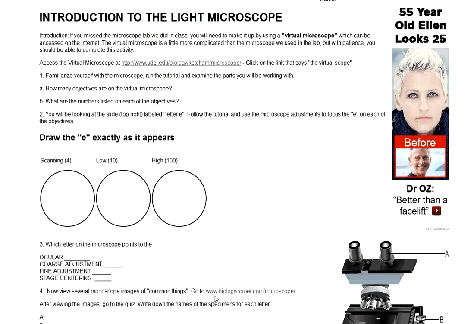Here's some neat things. You're going to go to this particular live link, and they have some cool microscopic images of common things like we were talking about before. After you do them, you're going to go to the quiz and write down the names of the specimens. So whatever on that quiz for A would be, you'd put it here. For B, you put it here. There is going to be one that does not have a specimen, so all you have to put is that the letter is missing or that specimen is missing.